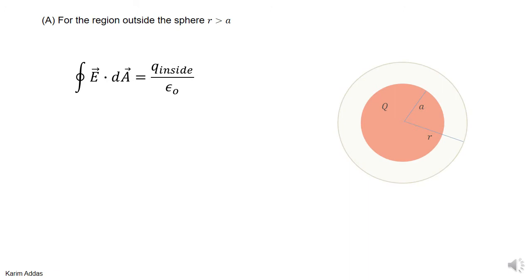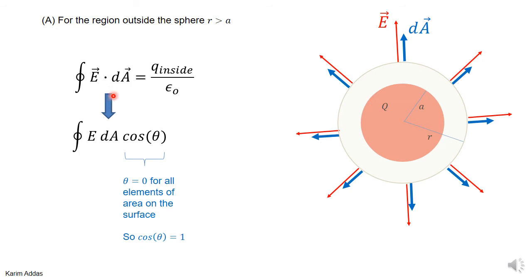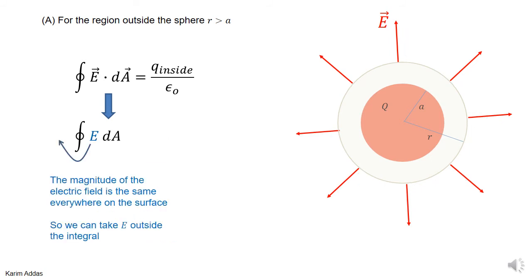Because when you look at integration of E dot dA, which means it's integration of E dA cosine theta, since the angle between the area vector and electric field vector is always 0 at every single point on the sphere, then theta is 0, and that means cosine 0 is 1. So we got rid of this cosine theta. So now we've simplified the problem and we just have integration of E dA.